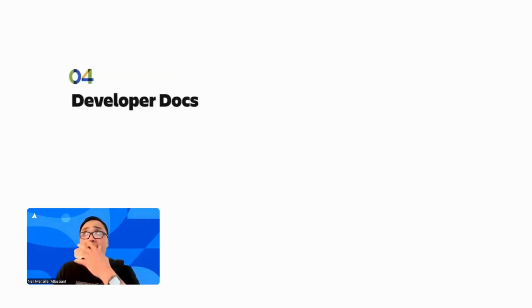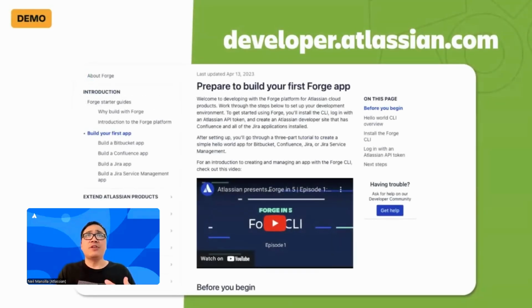Since most of you have not messed around with Forge yet, you definitely want to check out the developer documentation. It is packed with lots of guides, tutorials, and reference docs that are absolutely essential to help you learn how to build powerful and useful apps. You'll find them at developer.atlassian.com. I'm going to head over to a browser when I'm coding. You'll see different sections. There's a lot of information there.